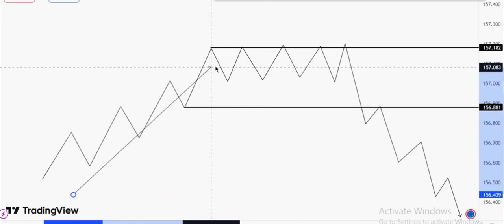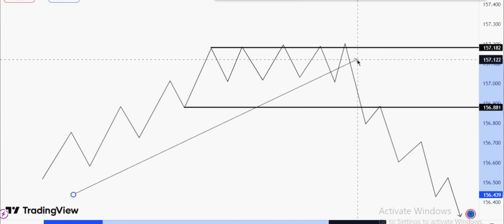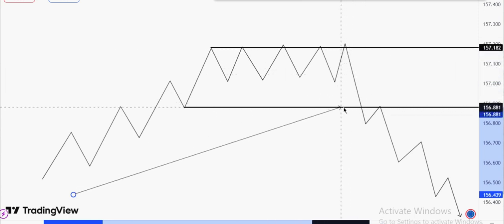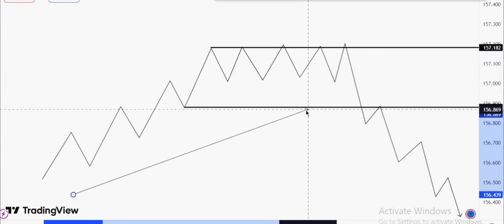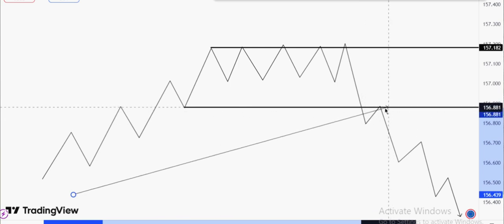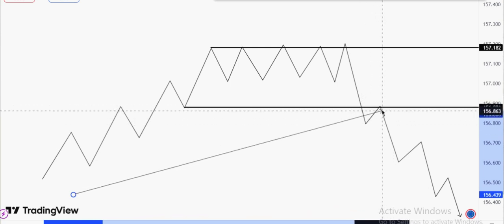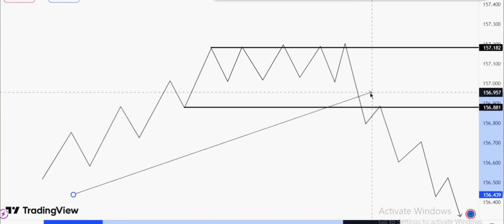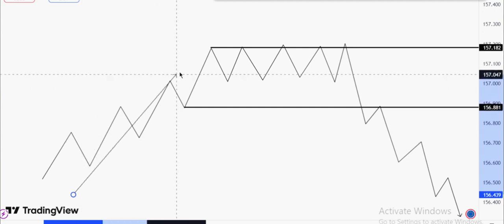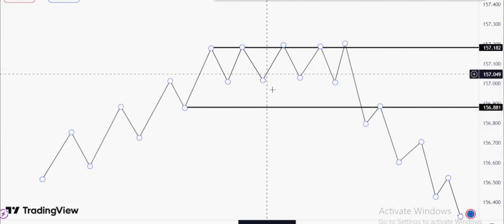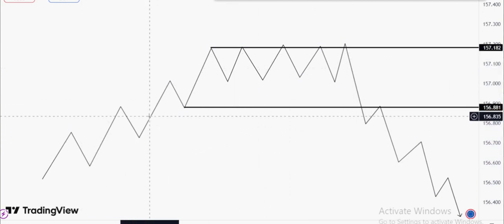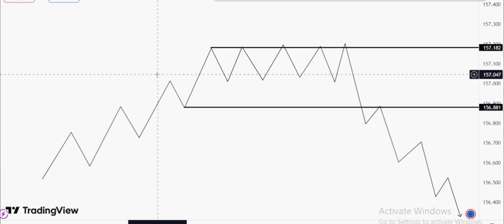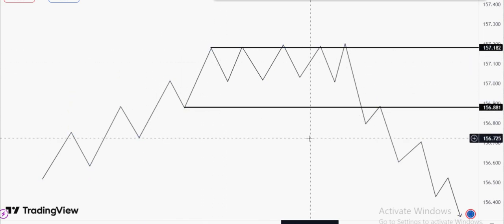But then as soon as we start seeing a break of this higher low here, we should start realizing that maybe markets are changing what they're doing. Maybe this bullish trend that we've been riding for a while now is about to change. So that is why it's important. That is why your higher highs and higher lows are important. That is how you understand what markets want to do.